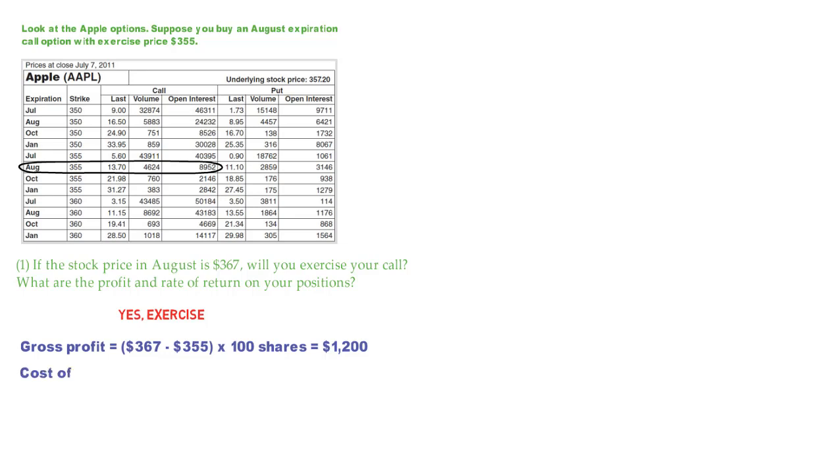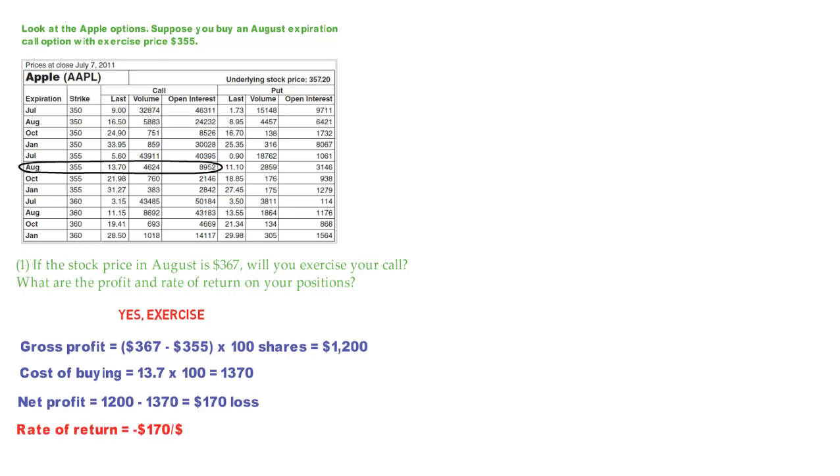What is the cost of buying? The premium that you paid for this option is 13.7, which comes from the table, times 100, equals $1,370. So the net profit is $1,200 minus $1,370, which is a loss of $170. So the rate of return is negative 170 divided by 1,370, which is your investment, gives you a 12.41% loss. So this investment yields a negative return.